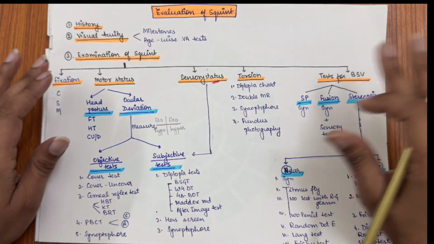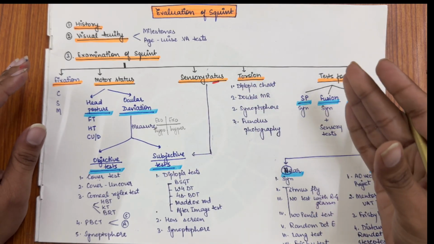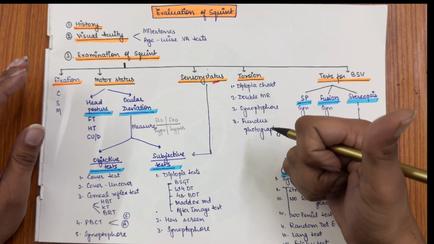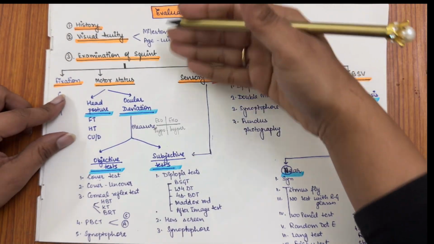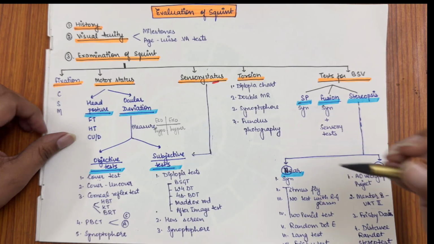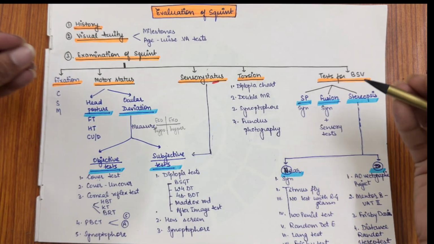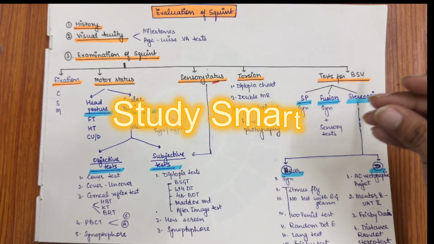This is not just theory, this is everything in Squint which you cannot miss. So let's start. I'm going to tell you one by one what this flowchart means and how to remember this flowchart without putting extra effort. So we are going to study smart here, not only hard.